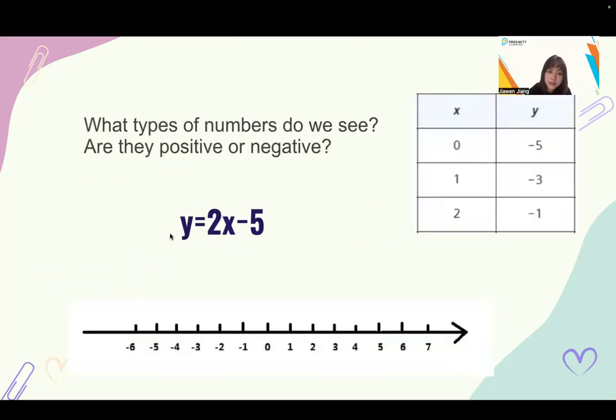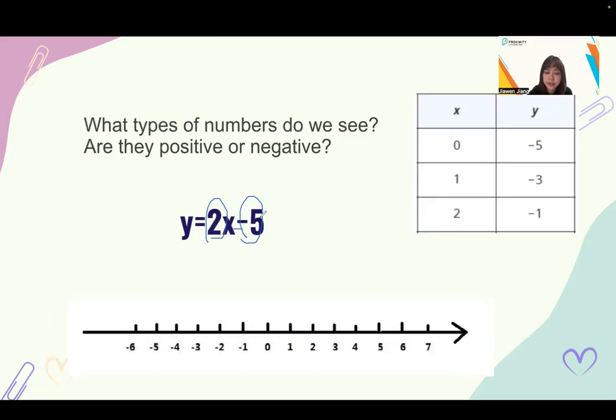Okay, so let's continue to look at this equation y equals 2x minus 5. So what types of numbers do we see? Can anyone tell me? You can text your answer in the chat box. Yeah, we see 2 and minus 5. We also see there's a sign right before 5. So positive, negative, yes. So we see 2 is a positive number, right? And 5 is a negative number, it's negative 5. There's a negative sign, okay? So we are already working with signed numbers.